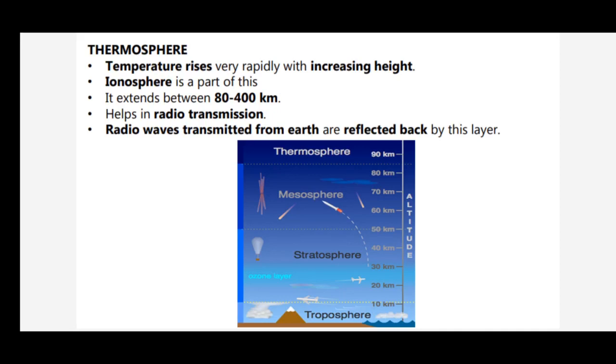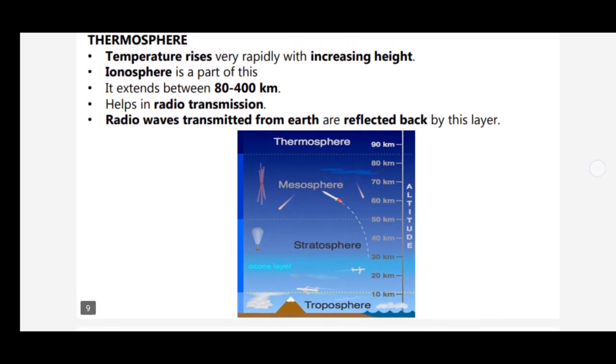This ionosphere helps in the transmission of radio waves. These charged particles of ions help in radio wave transmission from the earth, and they reflect back. That's why satellites take the signals from the earth, receive them, and send them back to the earth also. So this is how cell phones and satellites work, children.